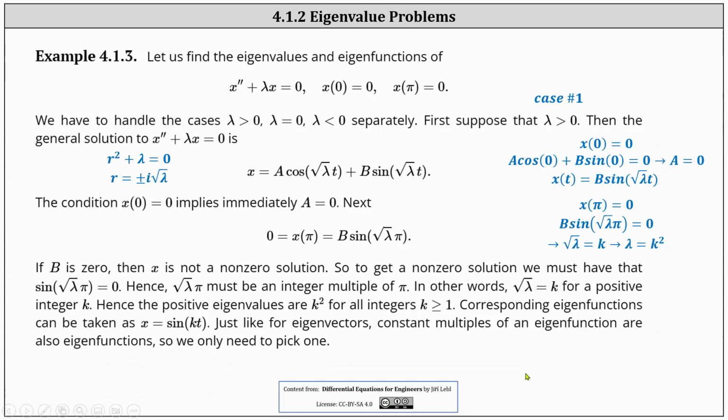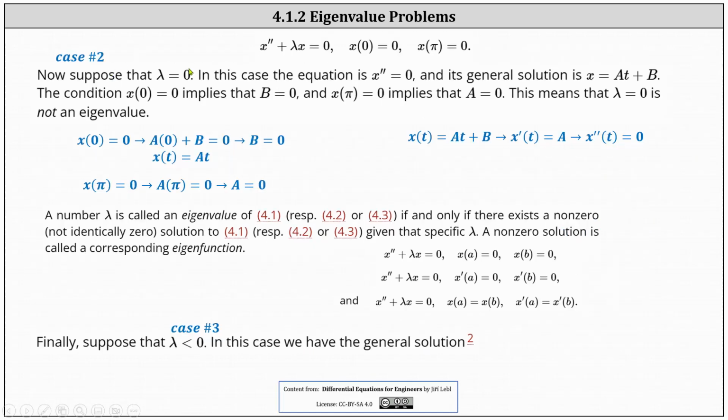And now I move on to the second case, where lambda equals 0. Notice when lambda is equal to 0, the differential equation simply becomes x double prime equals 0. So we're looking for the general form of a function where the second derivative is 0, which is a linear function in the form of x equals at plus b. Notice if x equals at plus b, x prime is equal to a, x double prime is equal to 0.